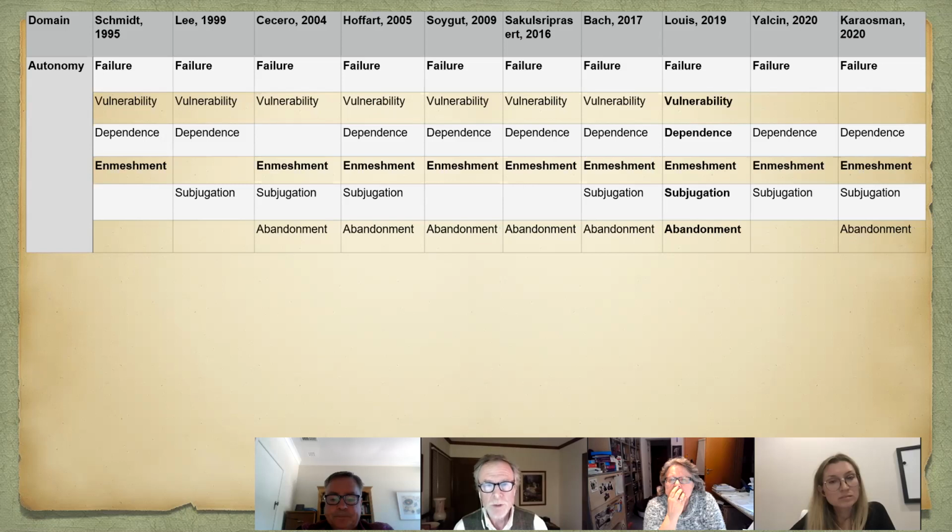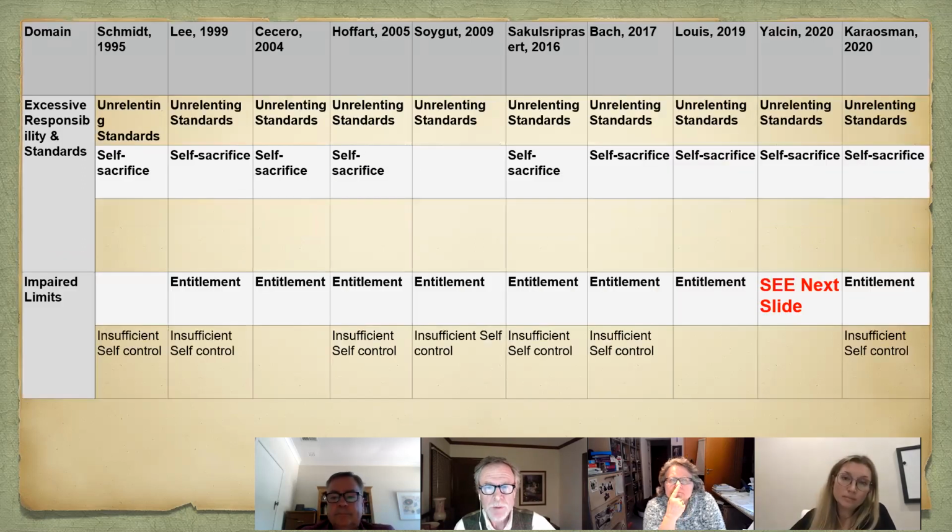Right, right. Yeah, and those are two major themes that he had talked about. And then we get to the third and fourth, which adds to some of the other models. So impaired limits is something that shows up quite consistently, and that's almost always paired with insufficient self-control. So that's a third clustering.